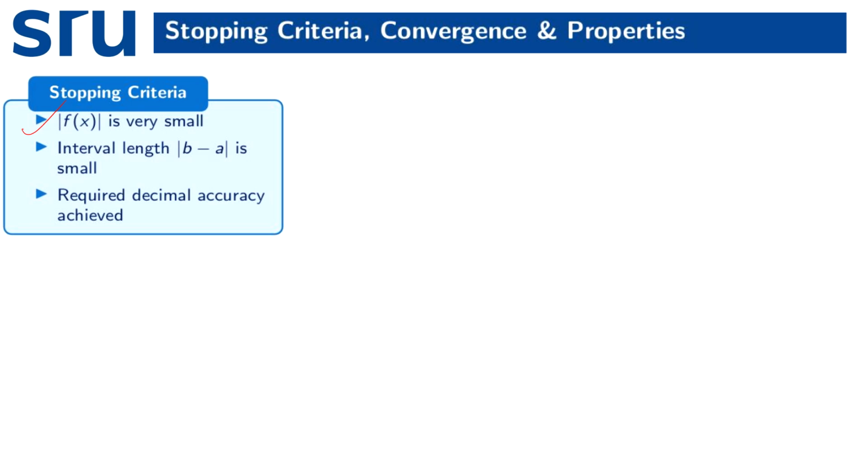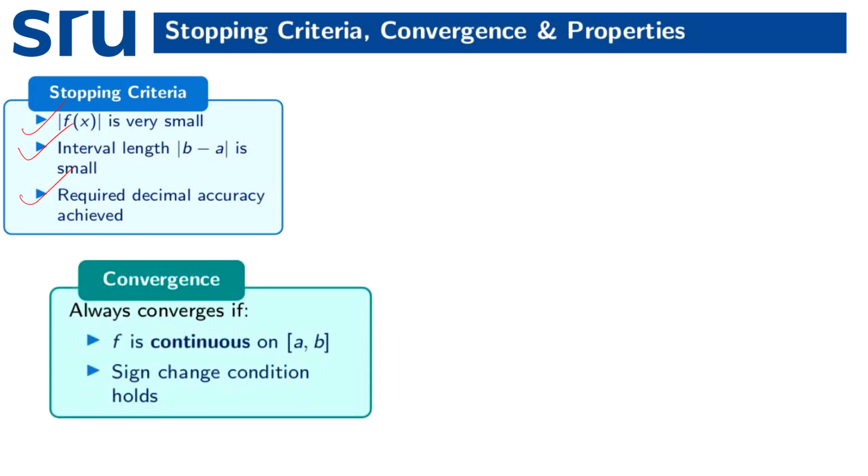Second condition is when the interval length becomes very small, that is, the difference between a and b is very small. This indicates that we have narrowed down the region enough. Then the third condition is when we achieve the required decimal accuracy. For example, if the question asks for accuracy up to 3 decimal places, we stop once that level is reached. So depending upon the problem, we can use any of these criteria.